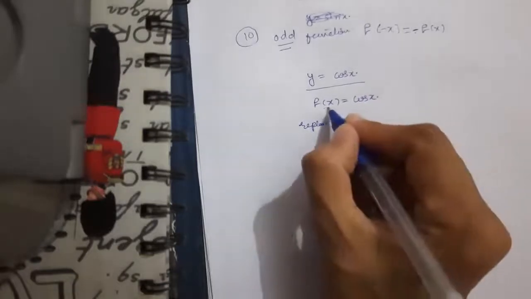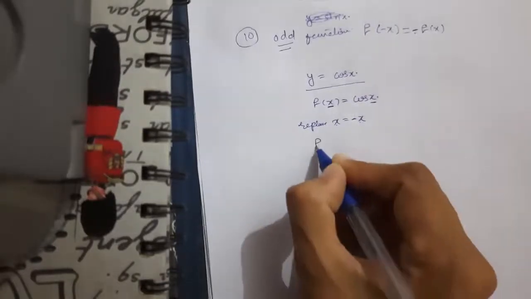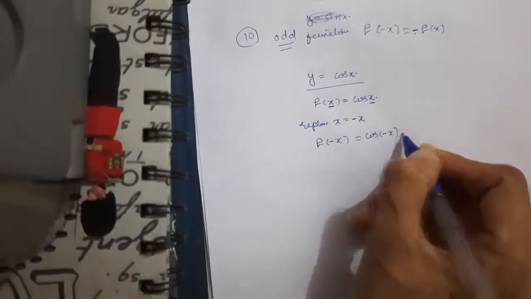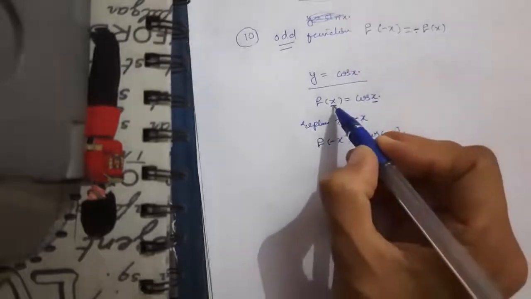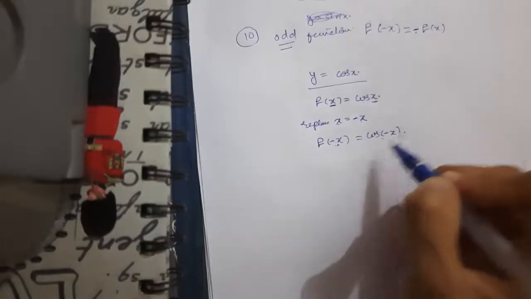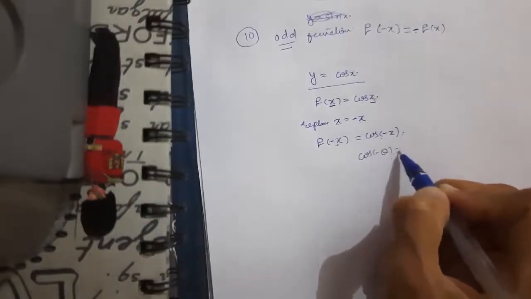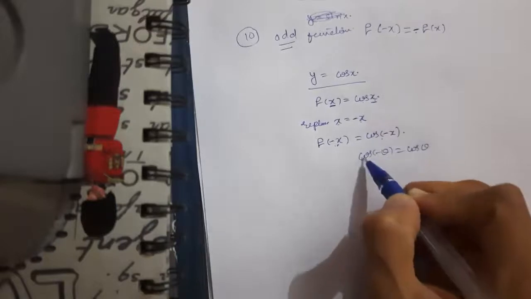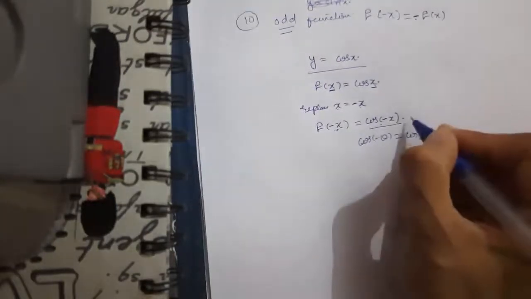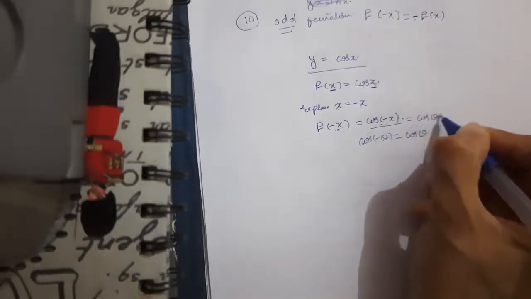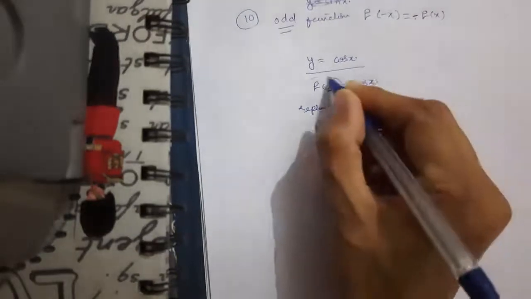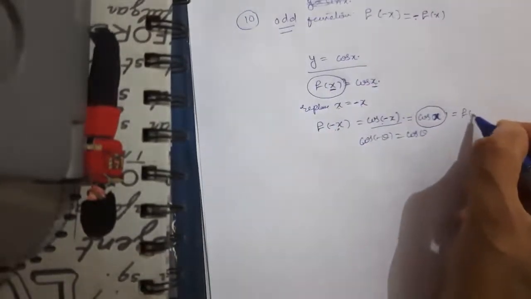What will I get? Now I need to change this x with minus x. So f of minus x equal to cos of minus x. Okay, what I did? I just changed this x with minus x. So I get the value of f of minus x. Now we all know that cos of minus theta equals cos theta. This minus sign is absorbed in the cosine angle. So what will be the value of this cos minus x? Cos x again. And what is this cos x? This cos x is nothing but f of x. So what do I get? f of x.